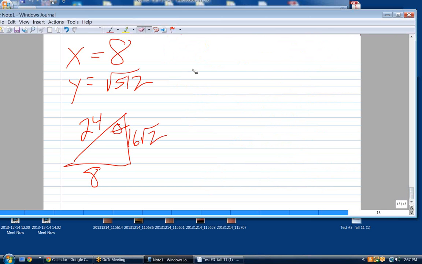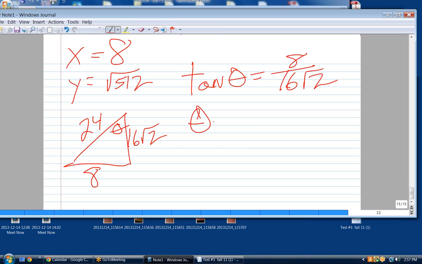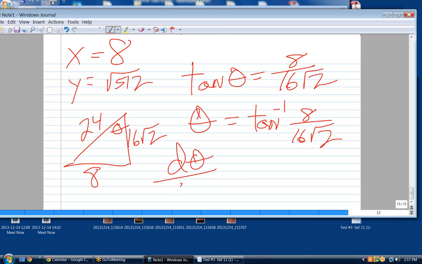What is the tangent of theta equal to? Tangent, so opposite over adjacent, so 8 over 16 root 2. So what is theta equal to? Theta is the inverse tangent of 8 over 16 root 2. They want d theta/dt.